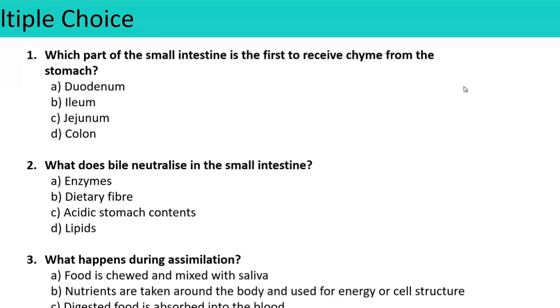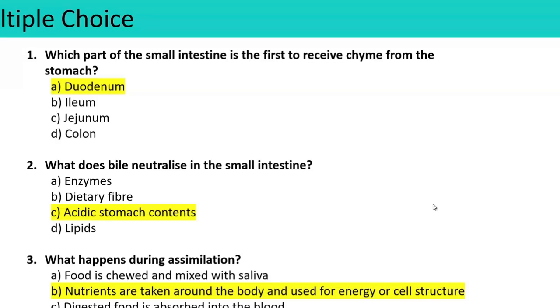Okay, well done. I'll pop the answers up, and you can compare and see. So the first part of the small intestine is called the duodenum. And what does bile neutralize? It neutralizes the acidic stomach contents. And assimilation: nutrients are taken around the body and used to make new structures.